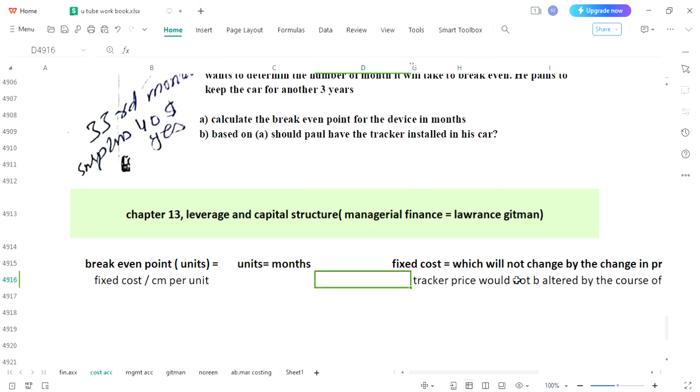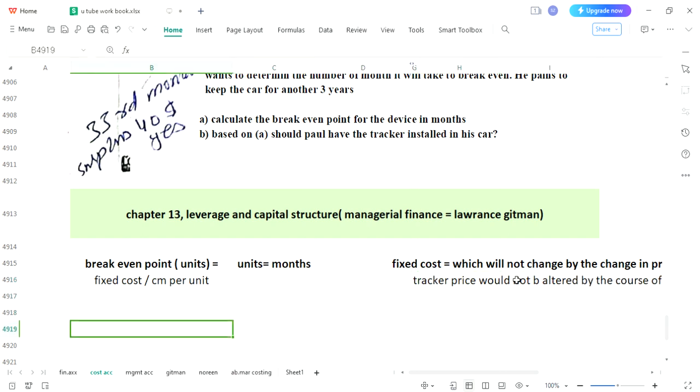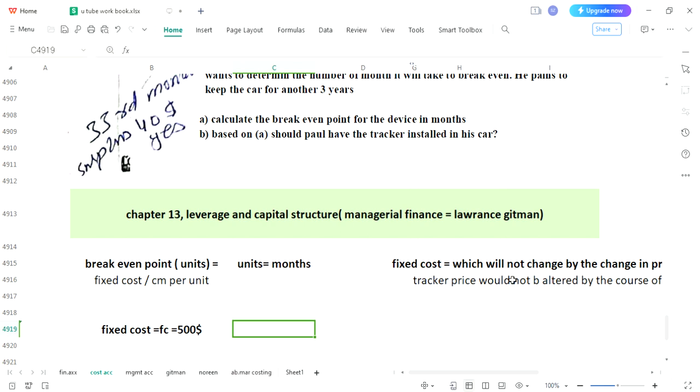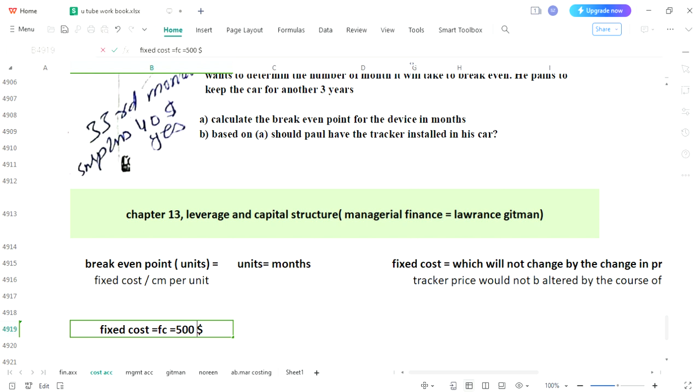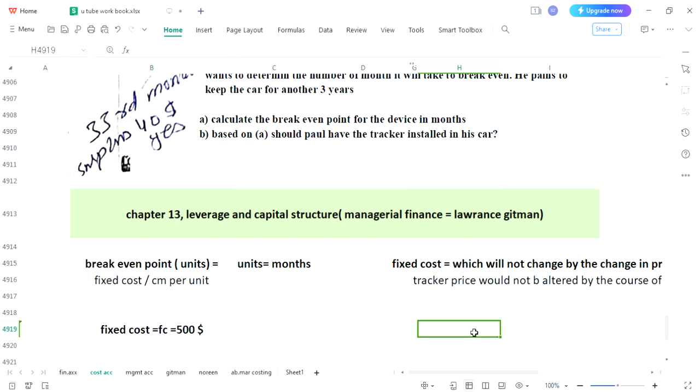Okay, come over here. What elements do we need? First, fixed cost, and we put it as FC. In our question, $500, the price of that particular equipment, would be considered as your fixed cost. Next, we need to have CM per unit, and for that, CM is equal to contribution margin.